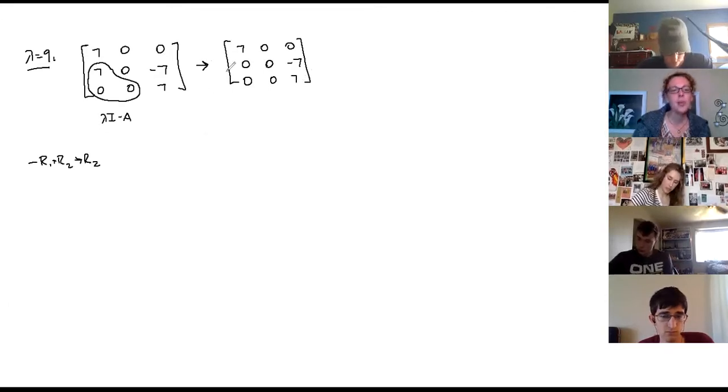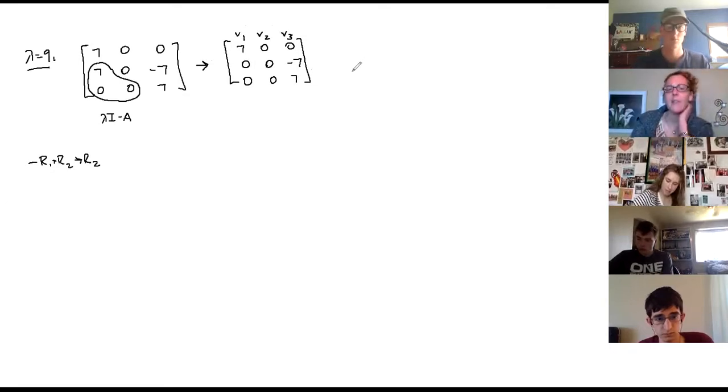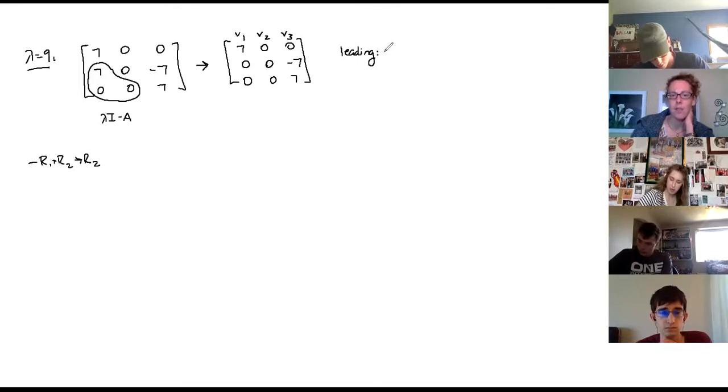Okay, so I've zeroed out everything I need to. We can do V1, V2, and V3. We can write down our equations here, right? Let's identify leading variables and free variables just for the fun of it, because this one's a little bit different than we've seen before. So my leading variables, this first 7 goes with V1.